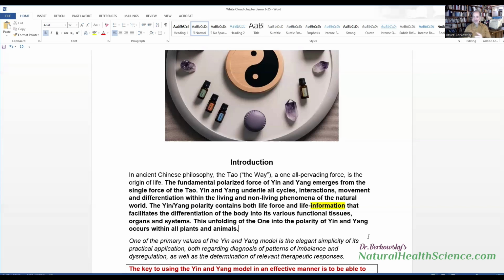So this information is subdivided into yin information and yang information, and we'll see what that means. The unfolding of the one into the polarity of yin and yang occurs within all plants and all animals, and of course, essential oils. One of the primary values of the yin and yang model is the elegant simplicity of its practical application.